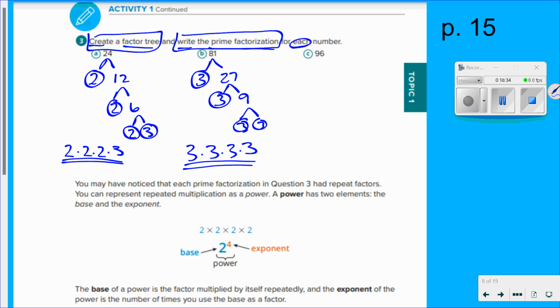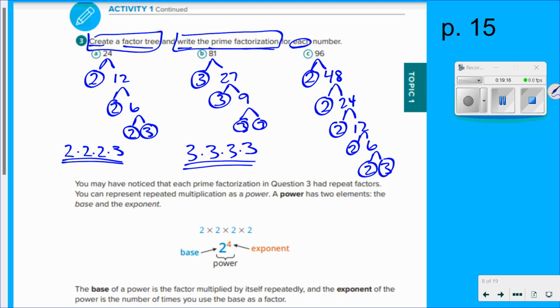96. Just go through the exact same process. Can I divide 96 by 2? Yes. So I'm going to start at 2. 2 times 48. Can I divide 48 by 2? Yes. 2 times 24. Can I divide 24 by 2? Yes. 2 times 12. Can I divide 12 by 2? Yes. 2 times 6. Oops. Circled the wrong one. Can I divide 6 by 2? Yes. 2 times 3. Guys, do you see how those 4 key numbers can get you there very quickly? Now, literally, all I got to do is rewrite them.